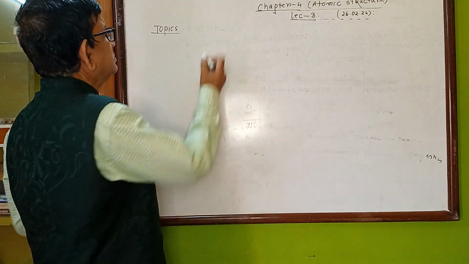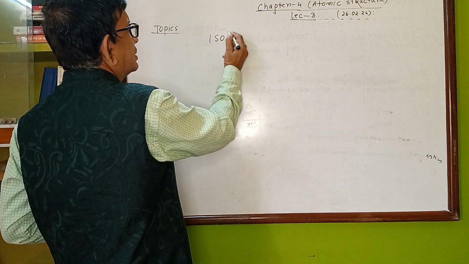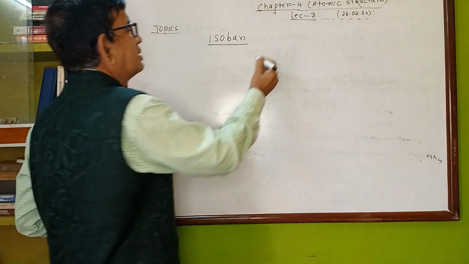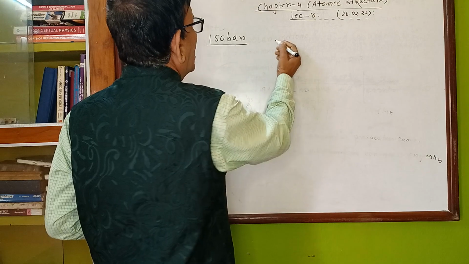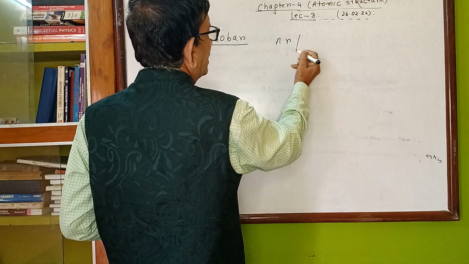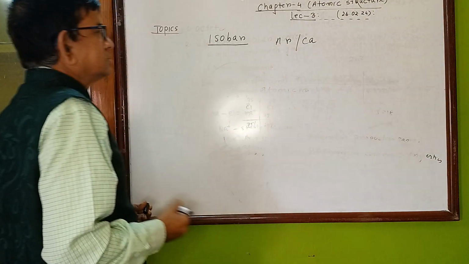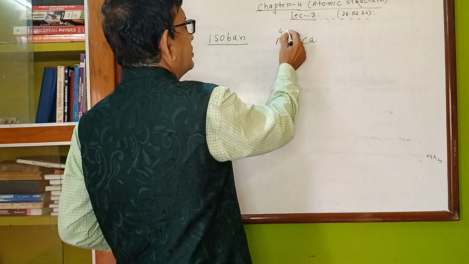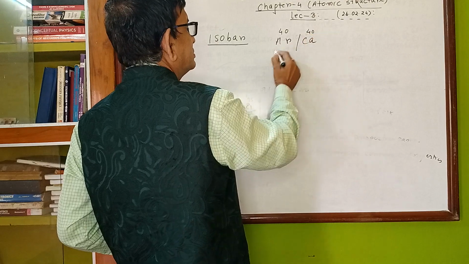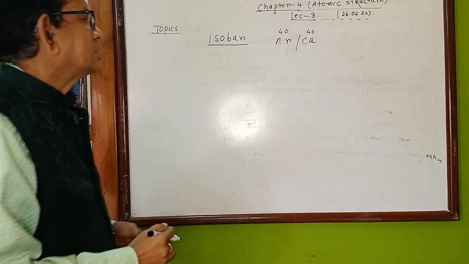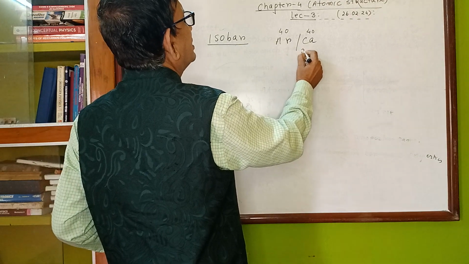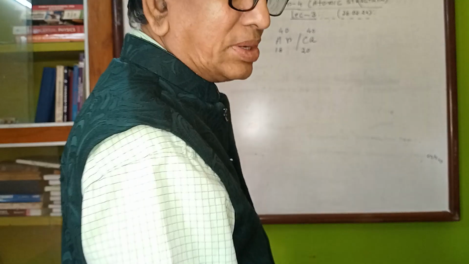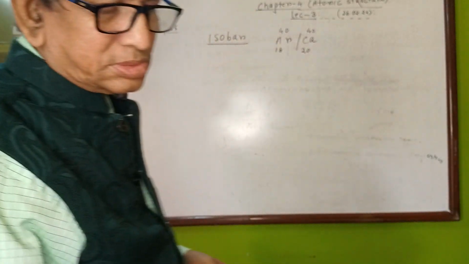What is isobar? Isobar example you see. Isobar, as for example, argon and calcium. Argon and calcium, both have the same mass number, 40 and 40. But their atomic numbers are 20 and 18.